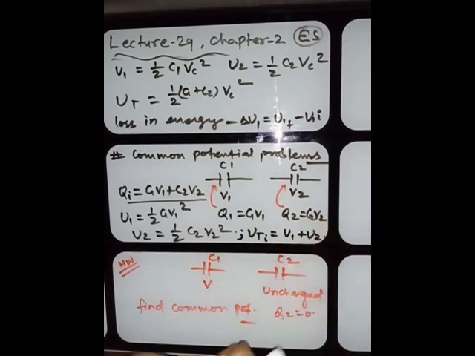Again, I'm explaining this question. First, this capacitor is charged by battery V, then the battery is disconnected, and this C2, which is uncharged, is connected with capacitor C1. You have to find the common potential and the loss in energy on the different capacitors.